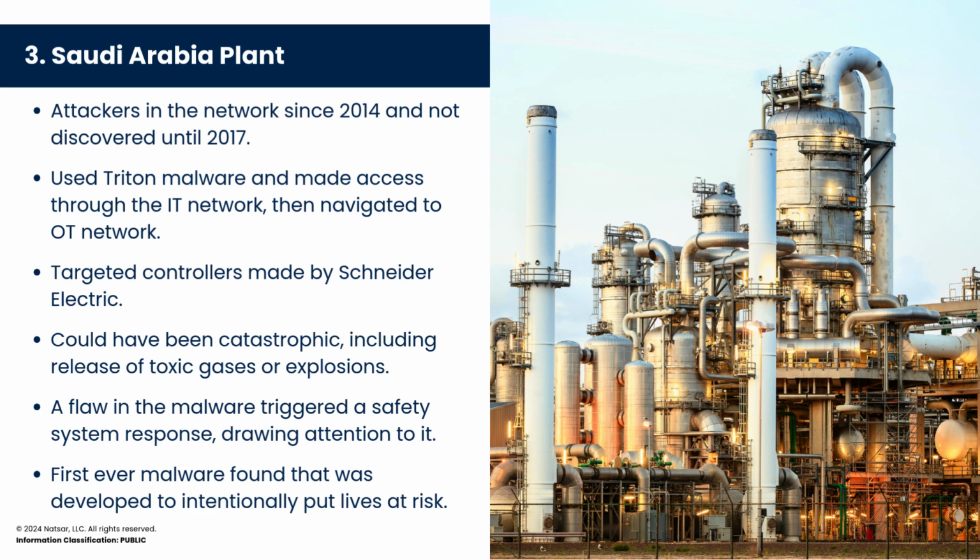But luckily, there was a flaw in their malware, and that flaw triggered a safety system alert, which drew the attention of the employees to something wrong. They didn't know what it was initially, but they were able to stop the explosions and the gas release. And this was the first ever malware found that was intentionally developed solely to kill people. And this is why I mentioned earlier the name of the most dangerous malware was because of this reason. That's the whole reason it was developed, was just to hurt and kill people.